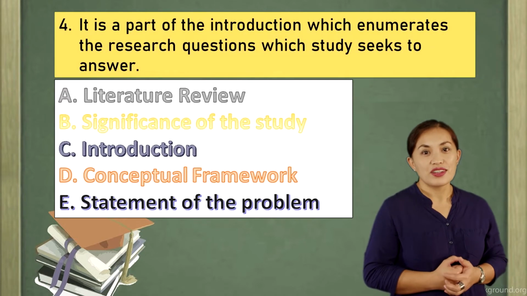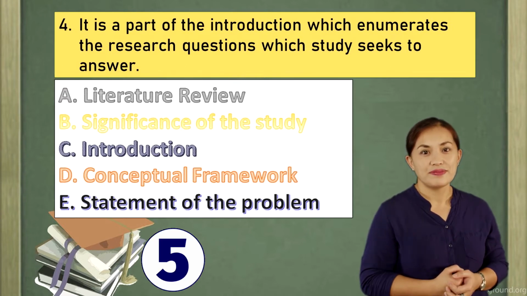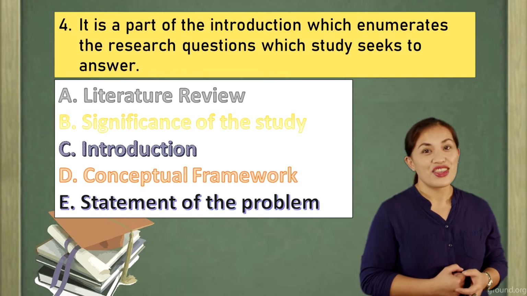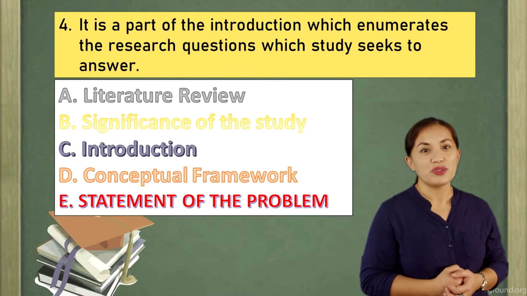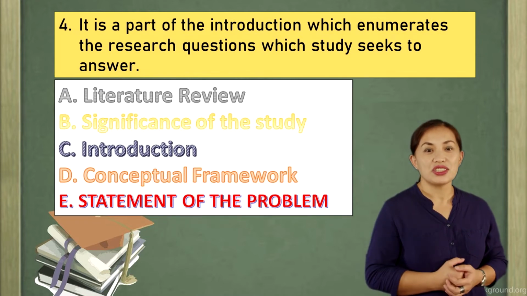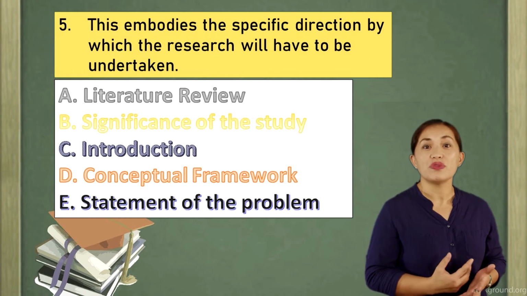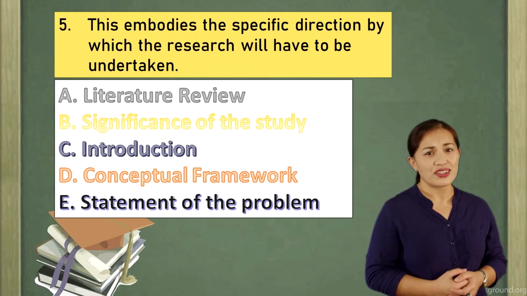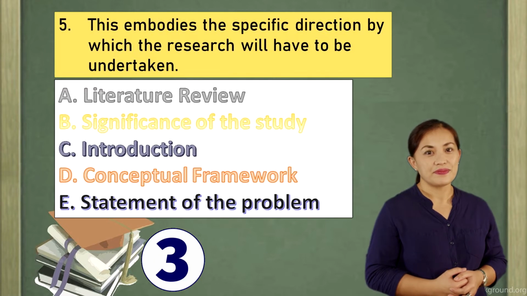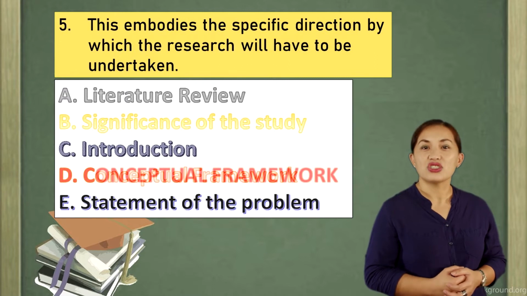Number 4. It is a part of the introduction which enumerates the research questions which the study seeks to answer. The answer is statement of the problem. Last but not the least, question number 5. This embodies the specific direction by which the research will have to be undertaken. What do you think? The answer is conceptual framework.